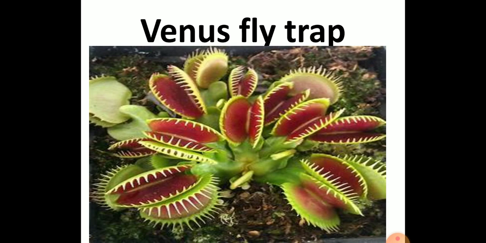Venus flytrap. Venus flytrap is also an example of an insectivorous plant. The leaf lamina consists of two parts or two lobes. Both lobes have 12 to 20 teeth. The two sets of teeth interlock when closed to prevent the escape of the insect. So this is an example of Venus flytrap, an insectivorous plant.